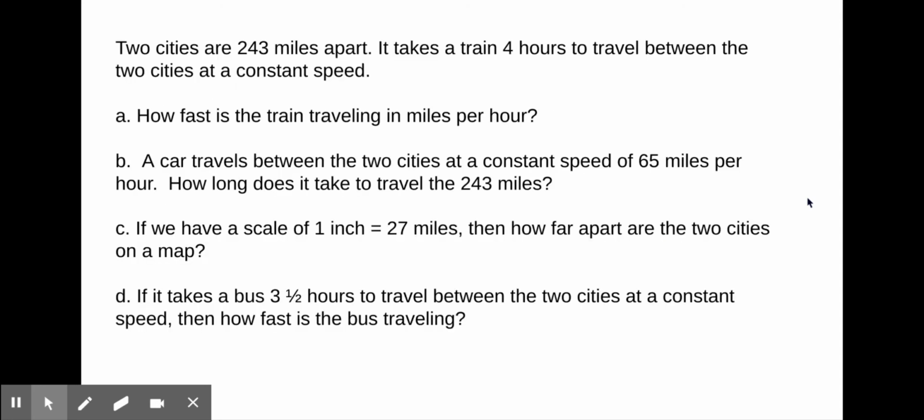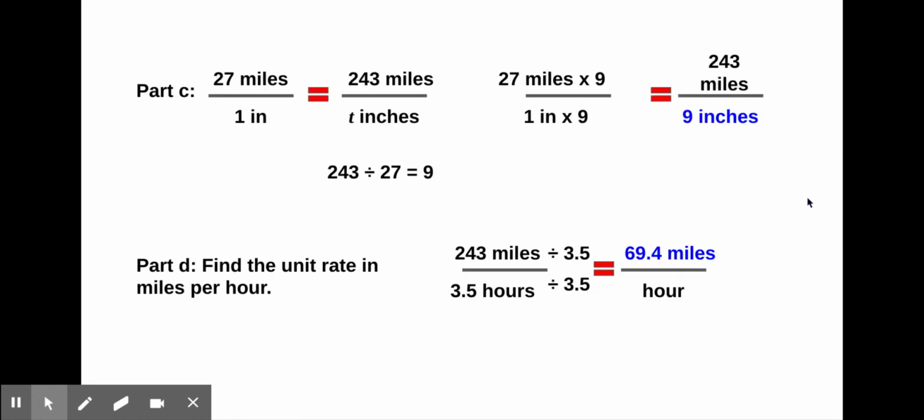Now, part C here. Okay, we have a scale of 1 inch equals 27 miles. How far apart are the two cities? Well, let's see. We get 27 miles equals 1 inch. Well, how many times does that 27 miles go into 243? 243 divided by 27 is 9. So if we multiply the top times 9, 9 times 27 is 243. 1 inch times 9 is 9 inches. So 9 inches is the same as 243 miles when we talk about that map.